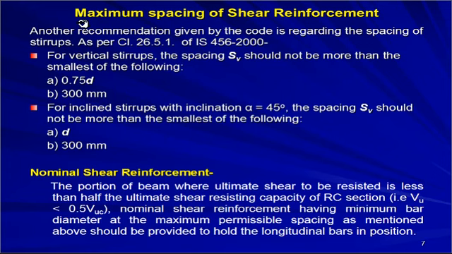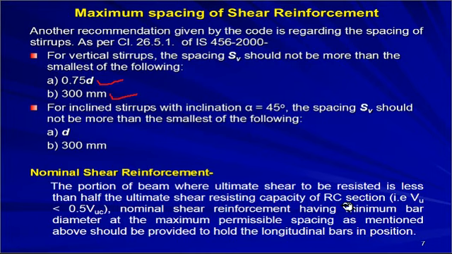Well, there is one more clause given by IS code. It is for maximum spacing of shear reinforcement. And what is that clause? The spacing should not be more than 0.75 D or 300 mm, where D is the effective depth, whichever is less. And for inclined stirrups, it is only D or 300, whichever is less. Now, if you provide this spacing by following this clause, that reinforcement is called nominal shear reinforcement.